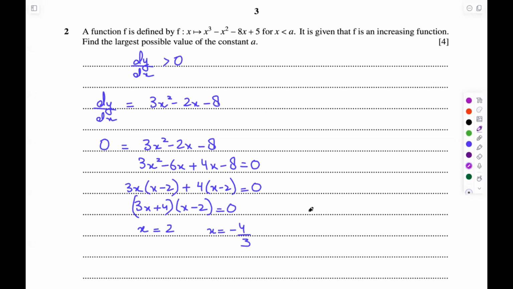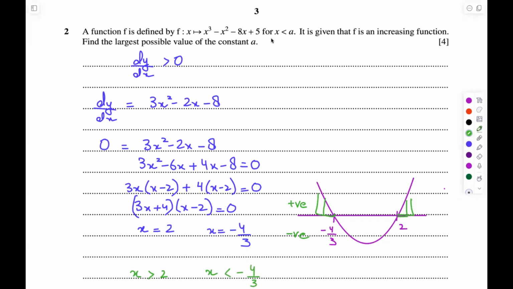Now, as dy/dx has to be greater than 0, first we will draw a quadratic curve and then apply the inequality signs. Now, this coordinate will be x equals 2 and this coordinate will be x equals minus 4/3. This is the positive part of the curve and this is the negative part. And as dy/dx has to be more than 0, it means that it has to be above the x-axis line. So the inequalities will be x greater than 2 and x less than minus 4/3.